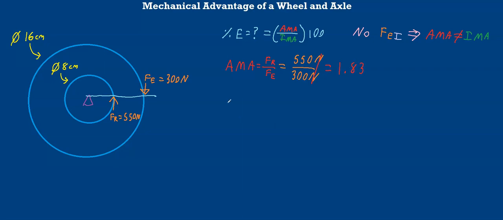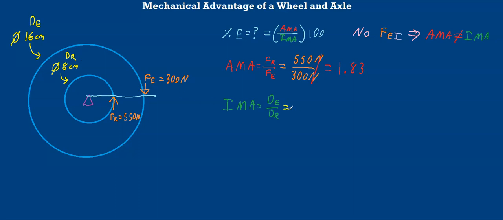And for our IMA, we'll use our IMA equation. So we'll say IMA equals dE divided by dR. And if we look, our force effort is applied on the outer wheel, which makes our outer wheel our distance effort. And our inner wheel is our axle, so that is our distance resistance.